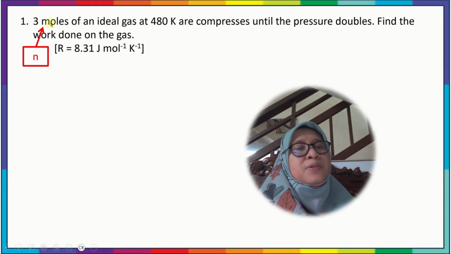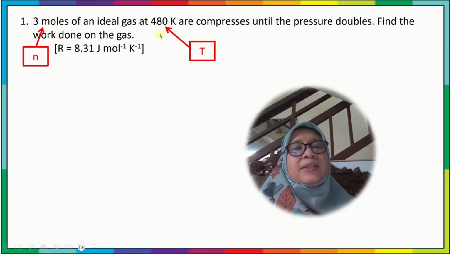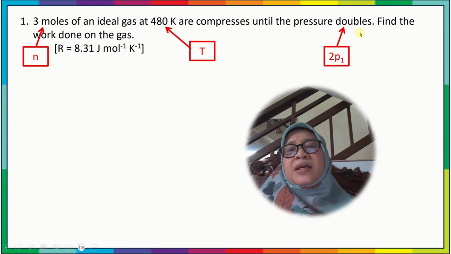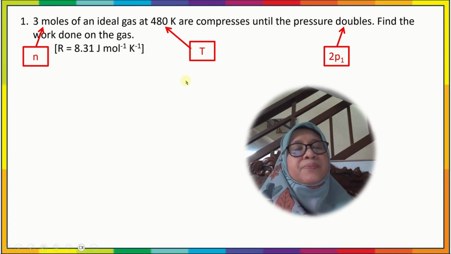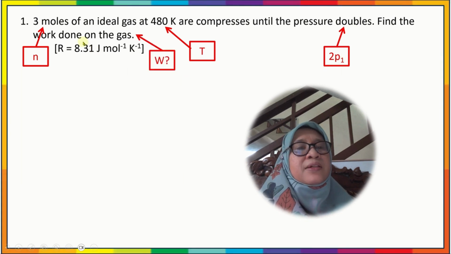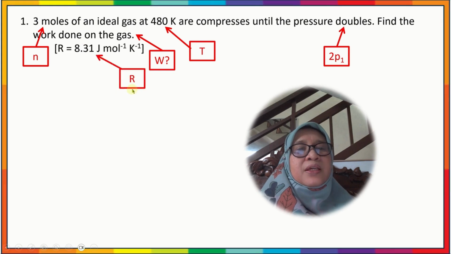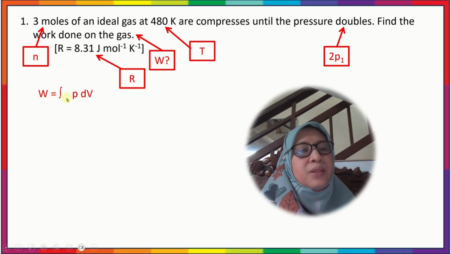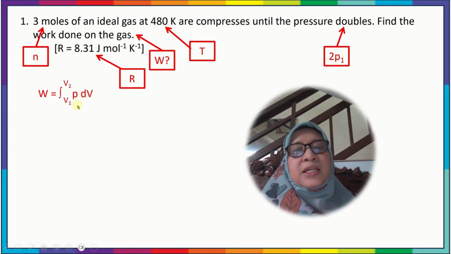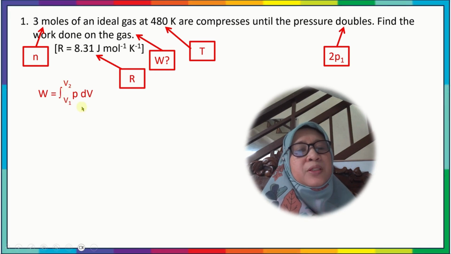Number of moles is given as 3, and the temperature is 480. Pressure doubles, which means if the initial pressure is P1, it becomes 2 P1. And finally, find the work done. R is given, so the formula we use is work done equals the integration of P with respect to V, where the volume changes from V1 to V2.